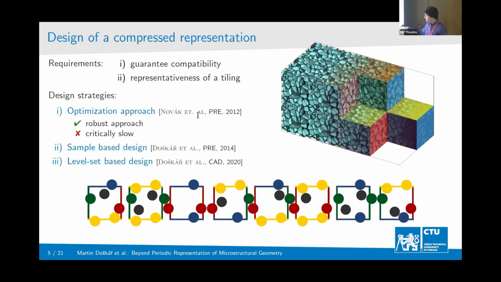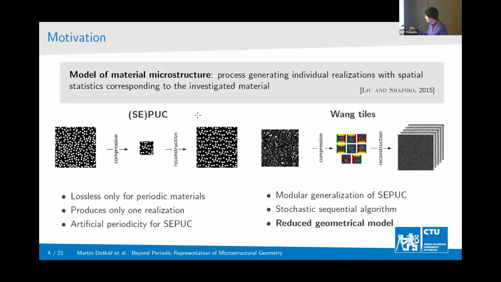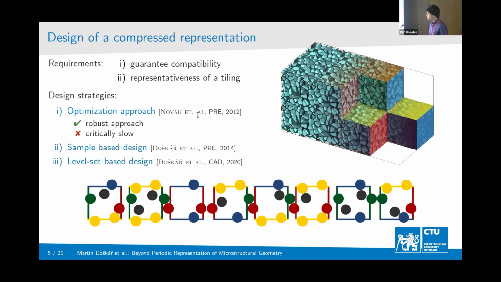And in a sense, you can understand this representation as some kind of reduced geometrical model. Because what I really like is the definition of a model of material microstructure as a process instead of one realization. So it's a process that allows you to generate individual realizations with given spatial statistics, as you mentioned. So in this sense, our approach is a reduced geometrical model.